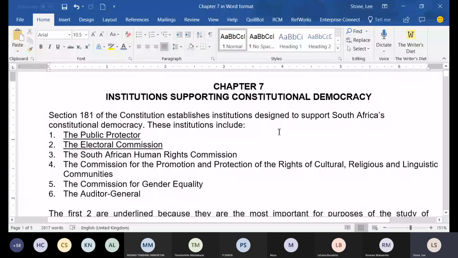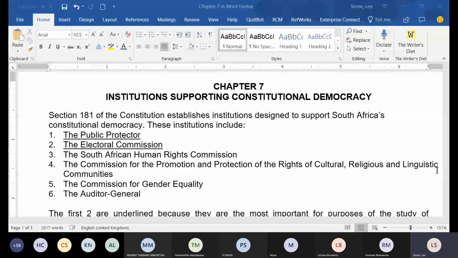Just so that we can establish how to proceed, because even though Chapter 7 of the textbook has the heading of the institutions supporting constitutional democracy, there really are only two institutions of actual relevance to constitutional law, and that is the Independent Electoral Commission and the Public Protector. And that's why they're underlined in the notes that I sent out earlier today.